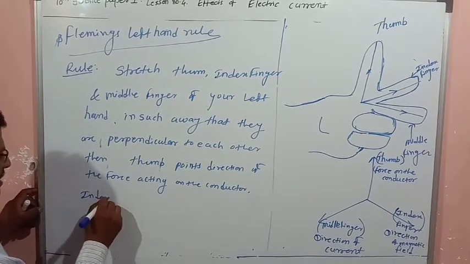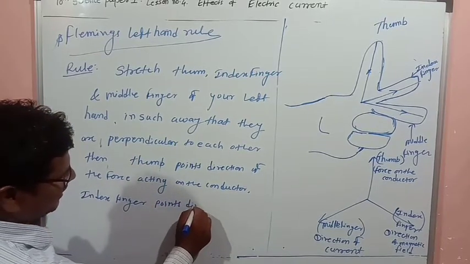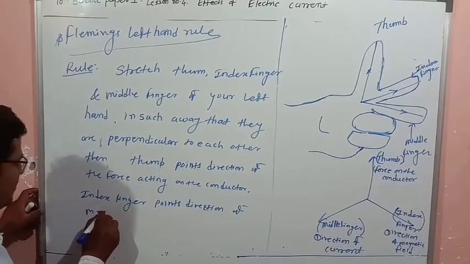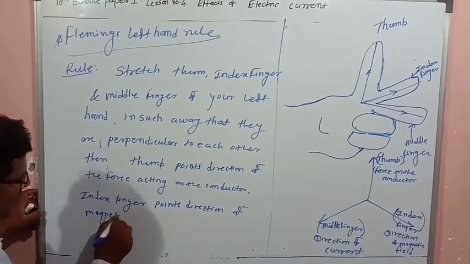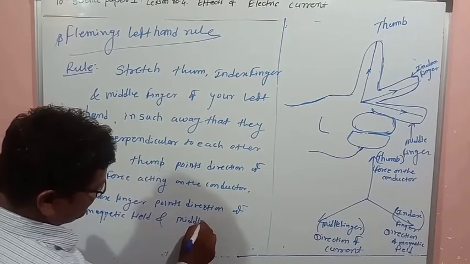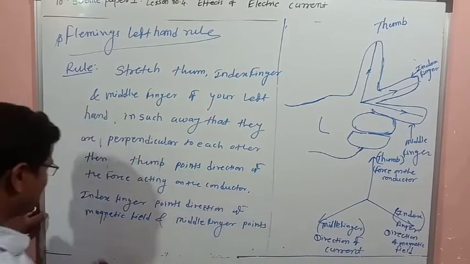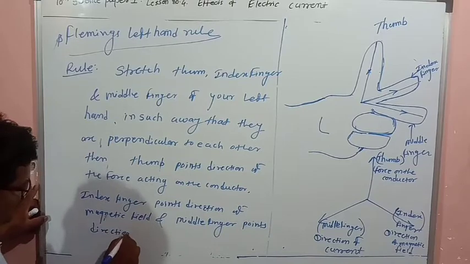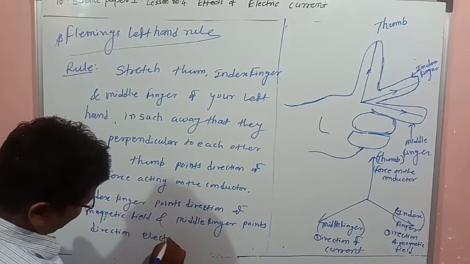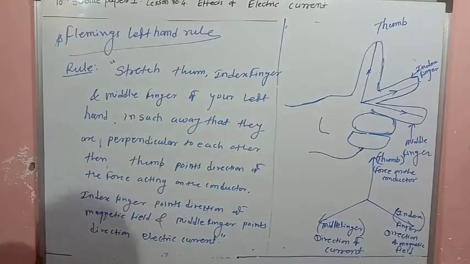The index finger points the direction of the magnetic field, and the middle finger points the direction of the electric current. So this is the left hand rule.